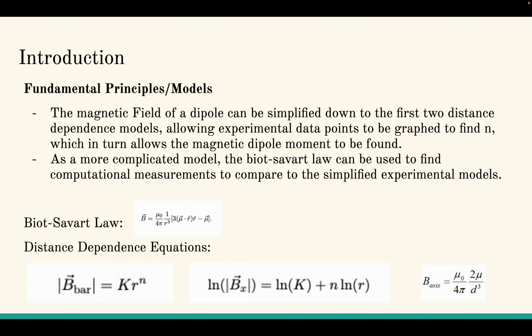For the fundamental principles and models used, the magnetic field of a dipole can be simplified to these first two equations that we see here for the distance-dependent equations, where different data points can be graphed in order to find n in the first equation, and using the second equation, which will then be plugged into the third equation, the b-axis equation, in order to calculate the magnetic dipole moment when it is rearranged to find it. For the computational model, the Biot-Savart law is used because it's a little bit more difficult to do by hand, so this is used to find that.